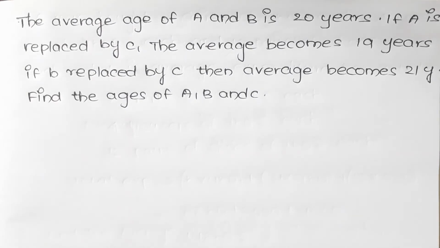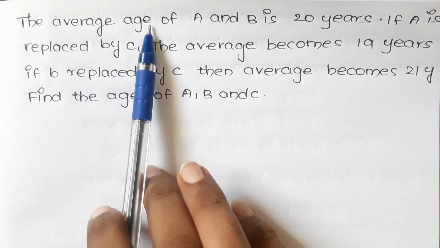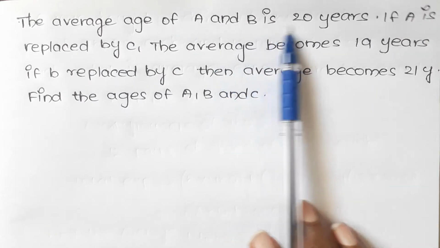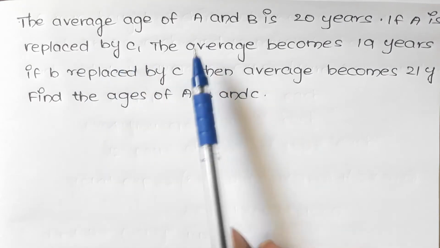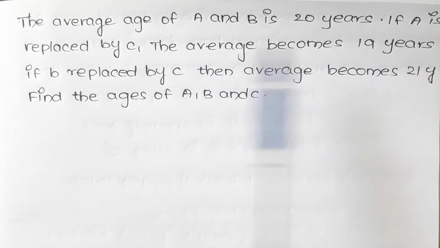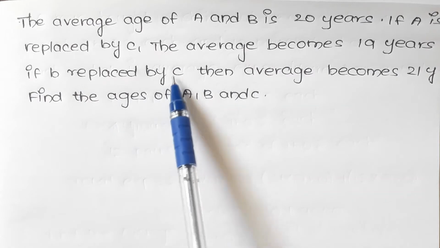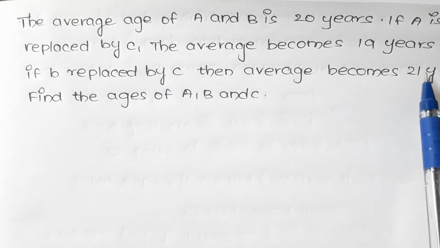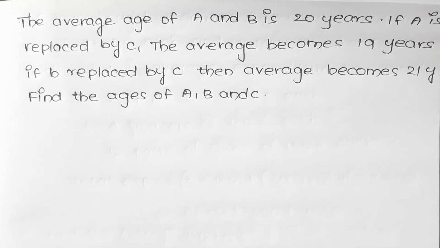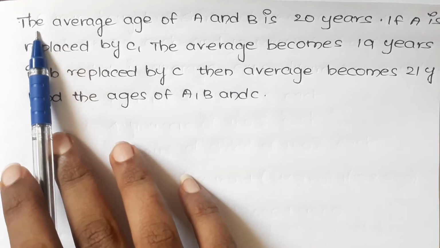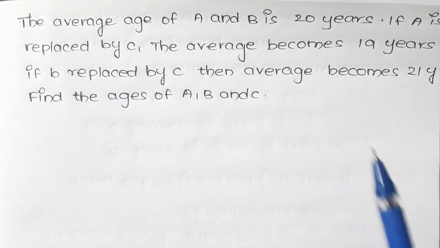Here is another one: the average age of A and B is 20 years, and if A is replaced by C, the average becomes 19 years. Similarly, if B is replaced by C, then the average becomes 21 years. Now find the ages of A, B and C. Here they have given the averages, and we should find the ages of A, B, C.